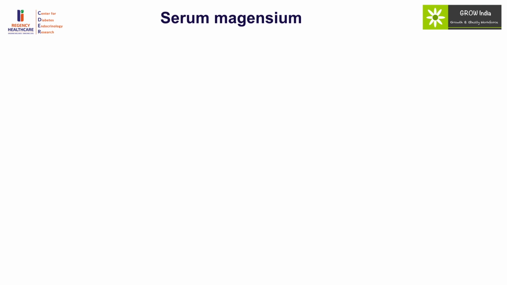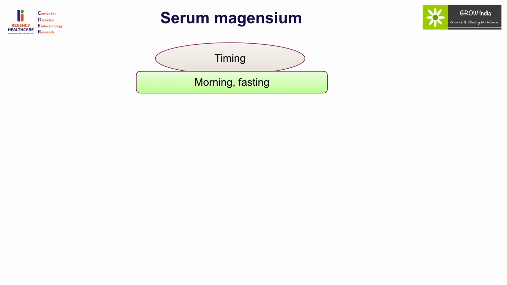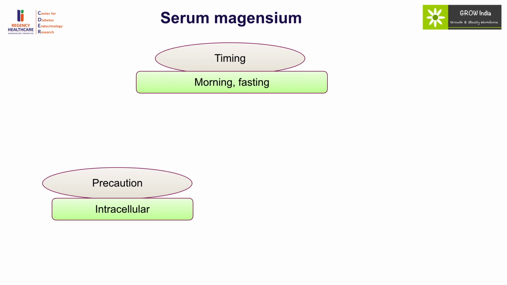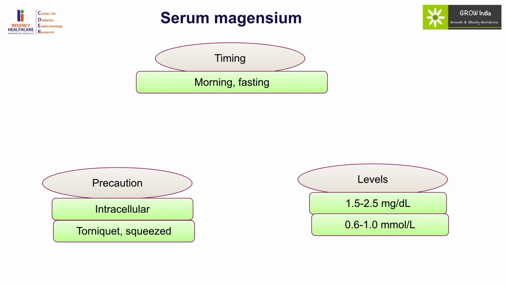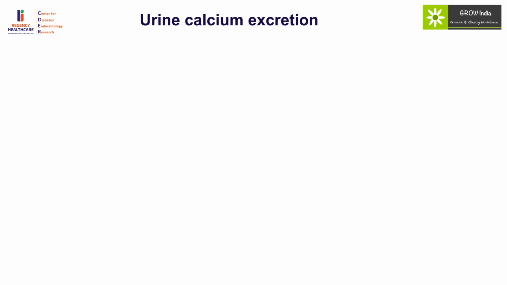Serum magnesium levels are extremely important in the setting of hypocalcemia and hypokalemia because hypomagnesemia should always be considered in the setting of refractory hypokalemia and hypocalcemia. It should again be done in a morning fasting sample. Because it's an intracellular ion, we should be careful that there is no tourniquet used and there should not be a squeezed sample. The levels are 1.5 to 2.5 milligrams per dl or around 0.6 to 1 millimoles per liter.